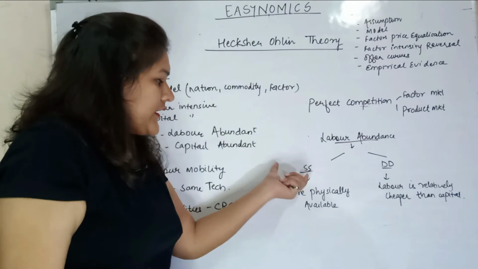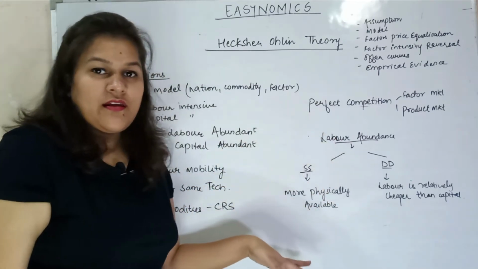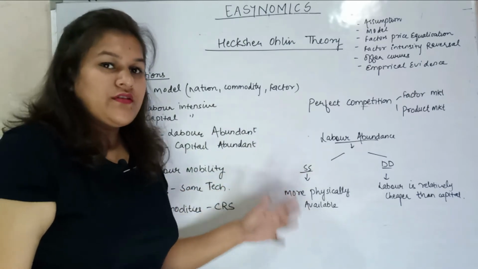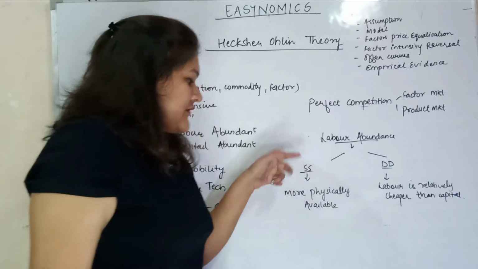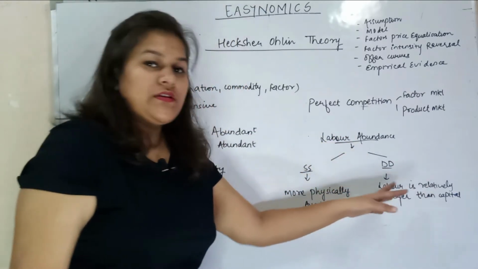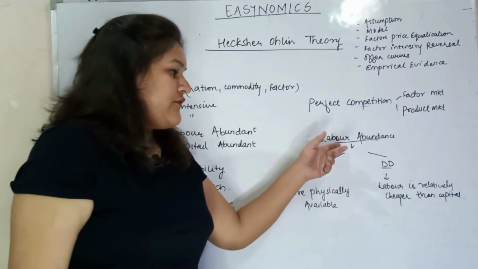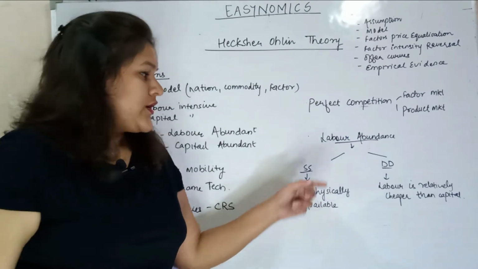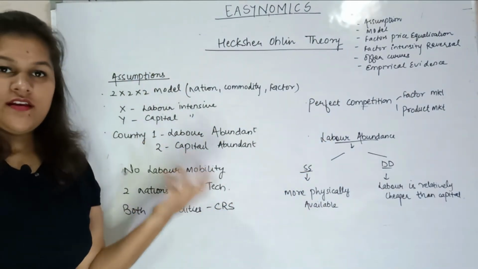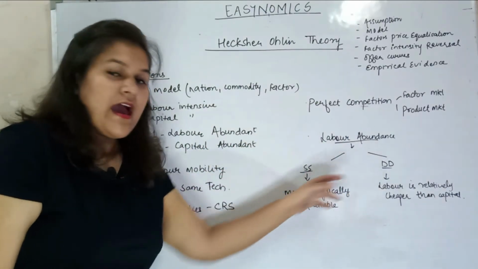When labor is more physically available in one country than the other, then we say that supply of labor is more and labor is abundant from the supply side. But when labor is relatively cheaper than capital, then we say that demand for labor is more and labor dependence is more. Similarly for capital abundance, if capital is relatively more available or relatively cheaper. So labor abundance can have two meanings.